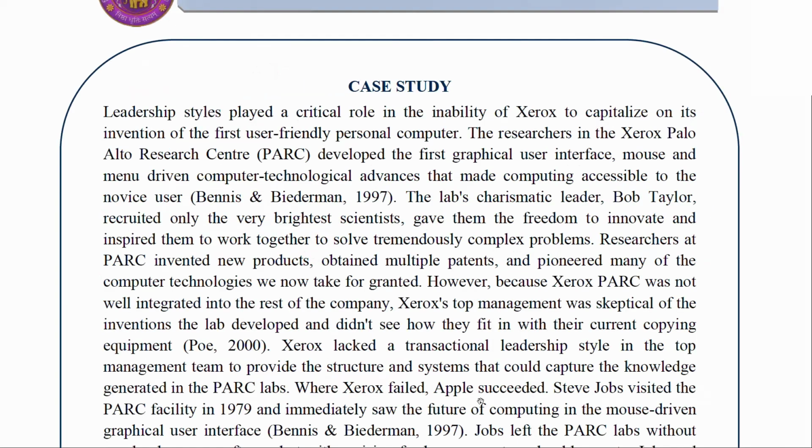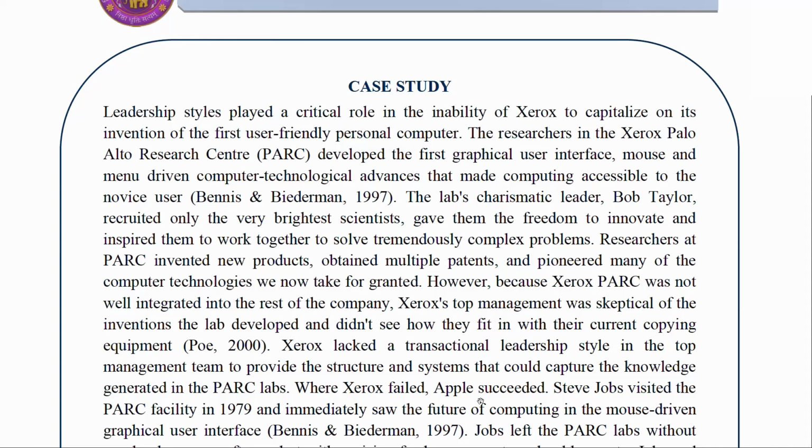Case study. Leadership styles played a critical role in the inability of Xerox to capitalize on its invention of the first user-friendly personal computer. The researchers in the Xerox Palo Alto Research Center, that is PARC, developed the first graphical user interface, mouse, and menu-driven computer, technological advances that made computing accessible to novice users.